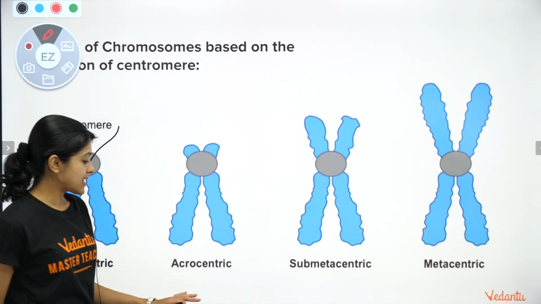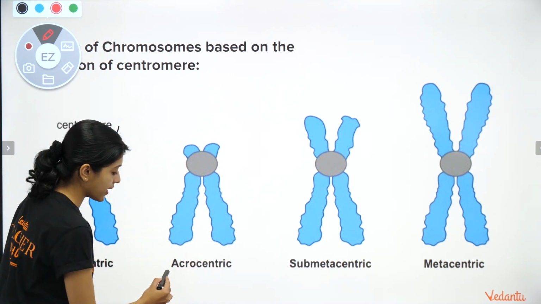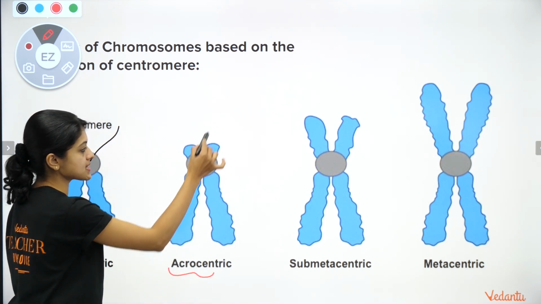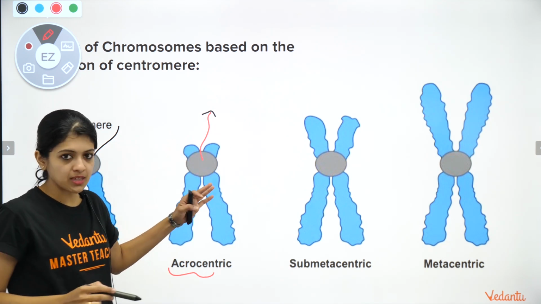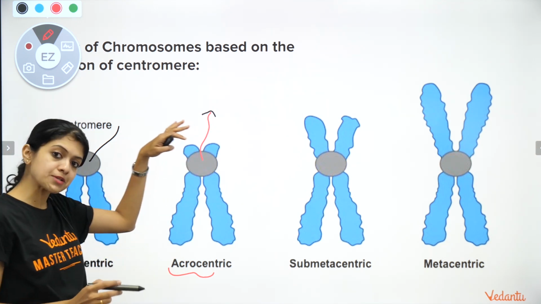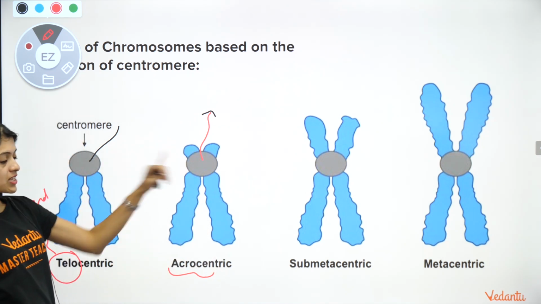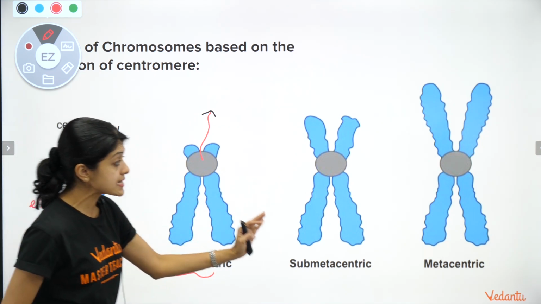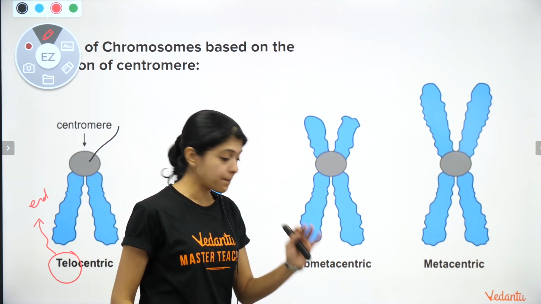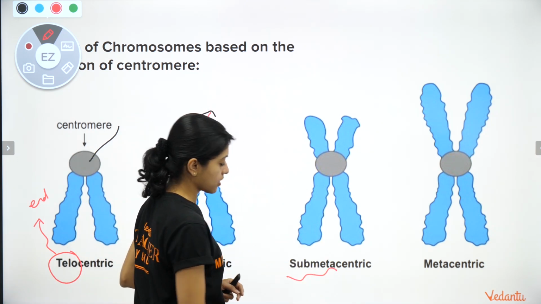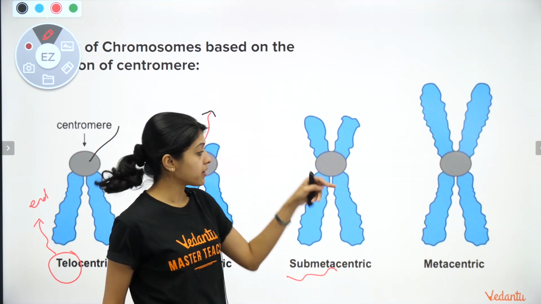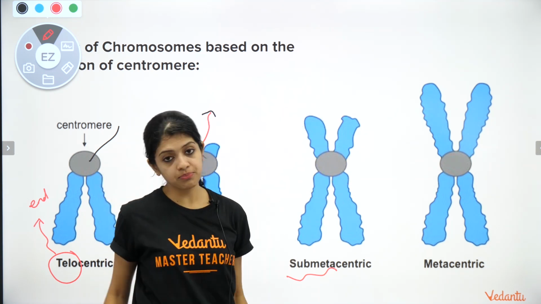The next one is acrocentric, wherein the centromere is slightly away from the tip but still closer to the tip of the chromosome. Okay, slightly away from the extreme tip. Compare these two and you would know the difference. Submetacentric would be the type in which the centromere is slightly away from the middle.